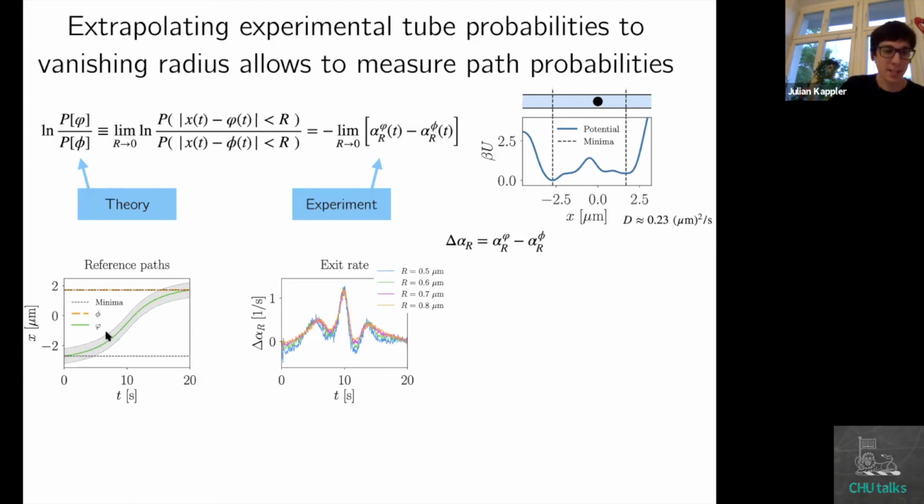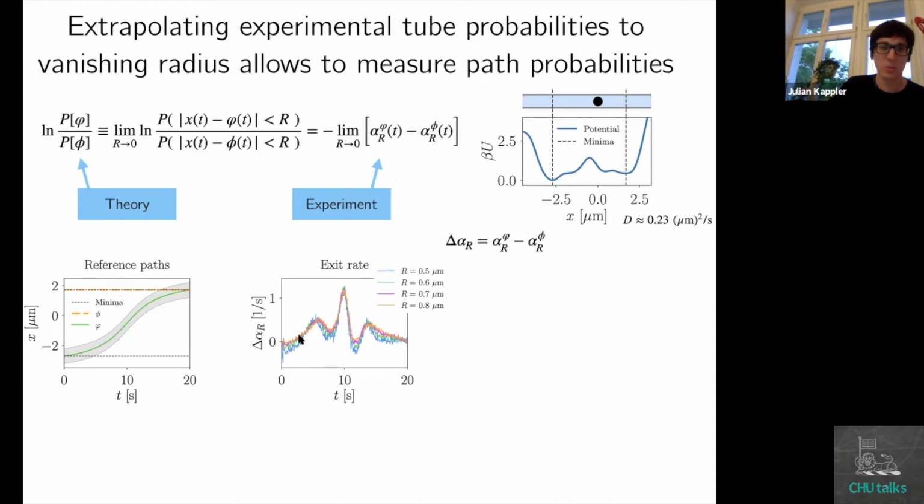We measured the exit rate for this and that path. We calculated the difference, and this is what the data gives us. And now at every time point, we extrapolate to radius 0. So here you have 4 points for 4 different radii.